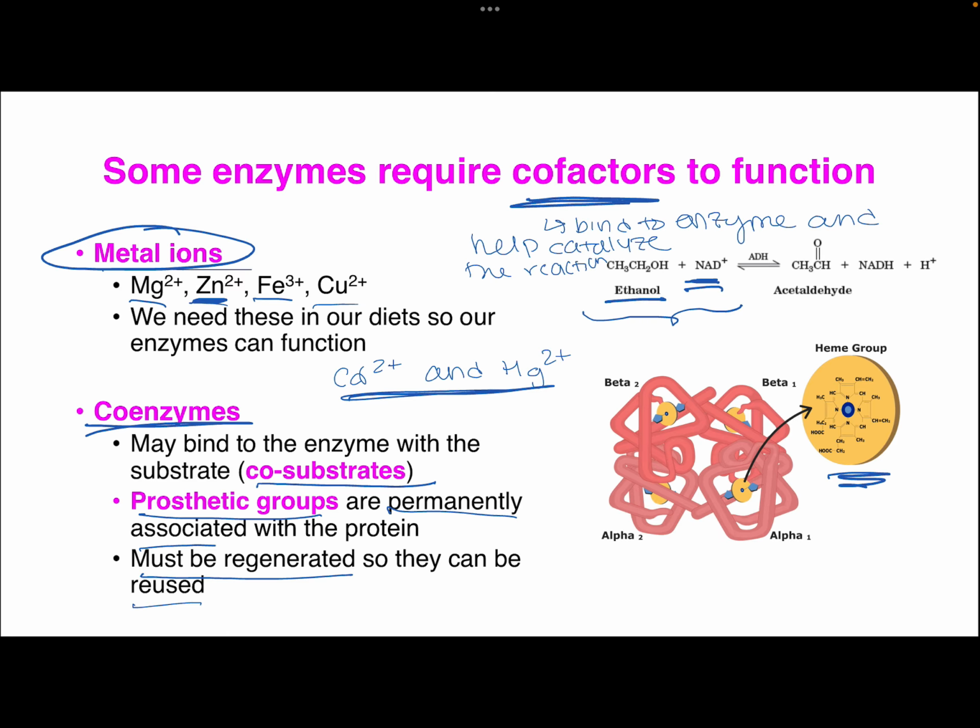And that is an introduction into enzymes. In the next video, we're going to talk about enzyme kinetics. We're going to talk about what they are, why they're useful, and how we can determine them.